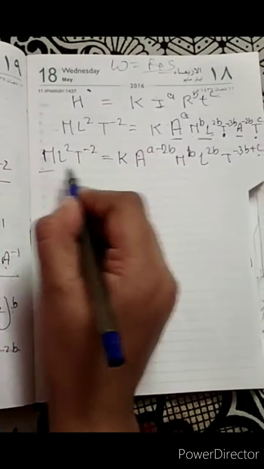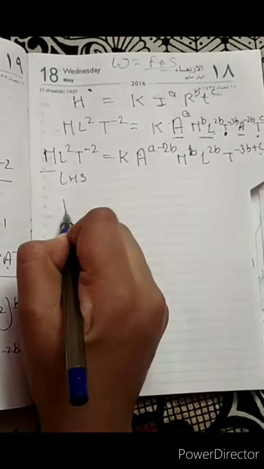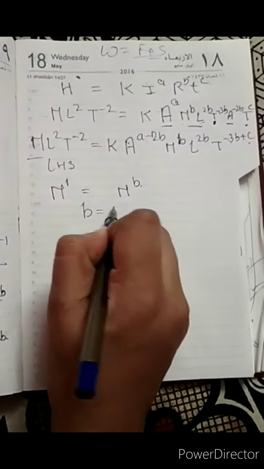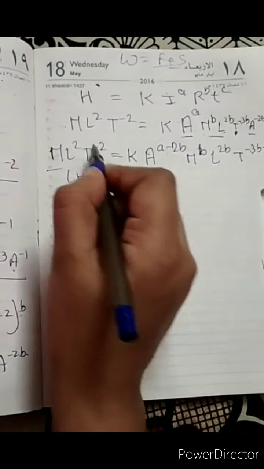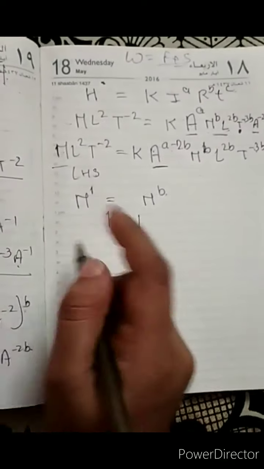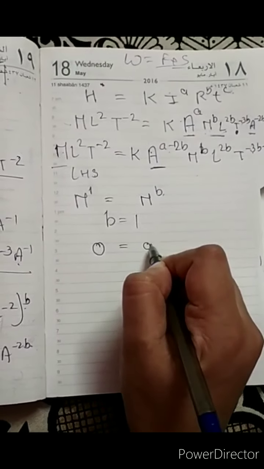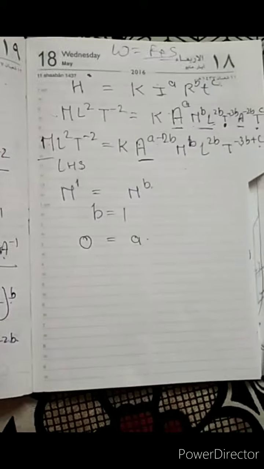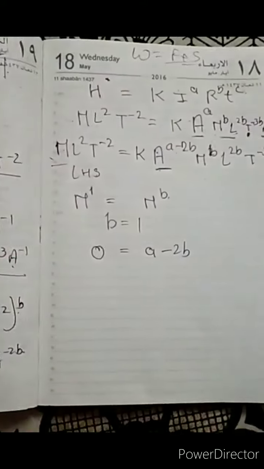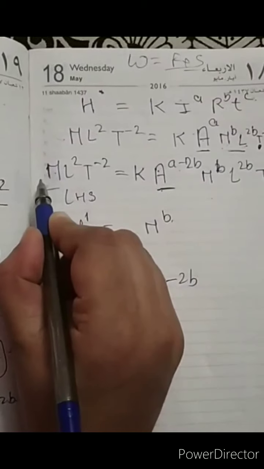Now I just have to compare LHS to RHS. So in LHS I got M to the power 1. In this I got M to the power b. So if you compare, b is equals to 1. What about a? Is there any term in here with a? No, we don't have any term related to a in our LHS. So can I write like this? A to the power a minus 2b is equals to 0, since we don't have a over here.